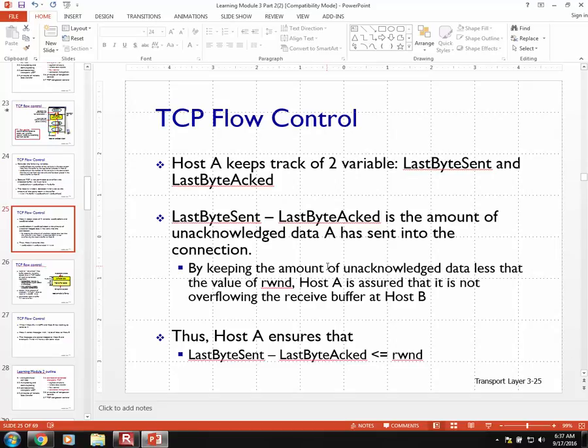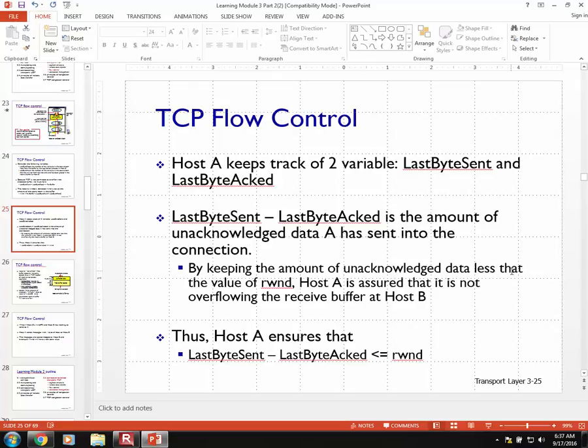So host A, therefore, needs to keep track of two variables. Host A, being the sender, keeps track of the last byte that it sent and the last byte that was acknowledged. The last byte sent minus the last byte acknowledged is the amount of unacknowledged data that A has sent into the connection.